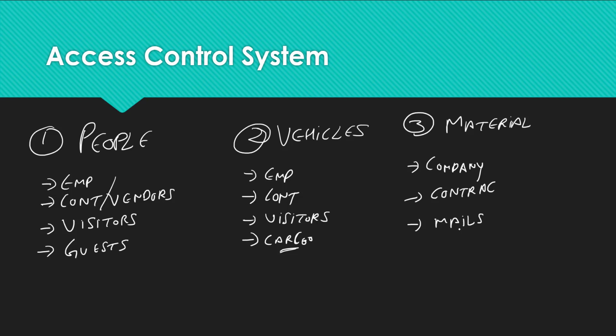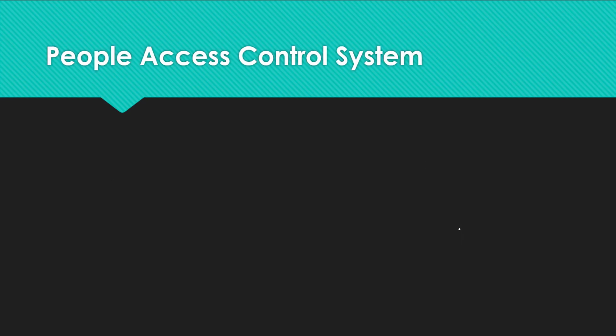So now let's understand how you make sure that you have a robust system in place to handle the access control for these three categories. So let's see how to create a robust system for people access control. For people access control system, there are three important aspects which you need to take care. The number one is, let me just draw it for you, for better understanding.